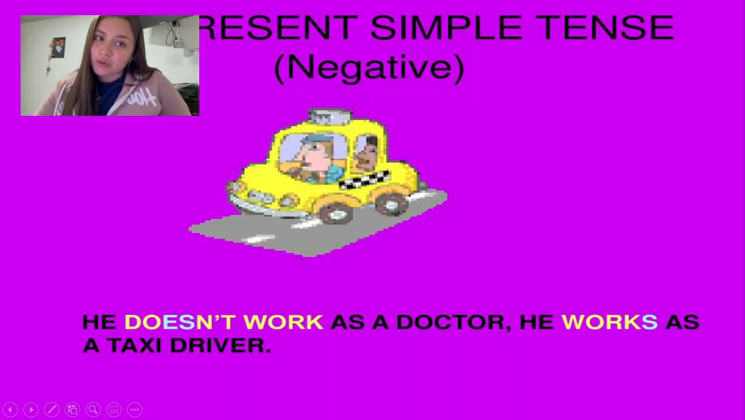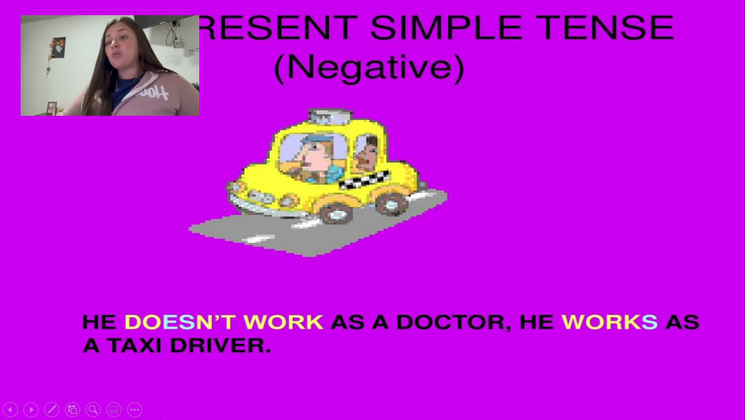And that is in affirmative form. So after that, we're going to talk about what is the structure that we use in negative form. For this part, we have two auxiliaries that we have to have clear and important in our mind. For example, he doesn't work as a doctor, he works as a taxi driver.